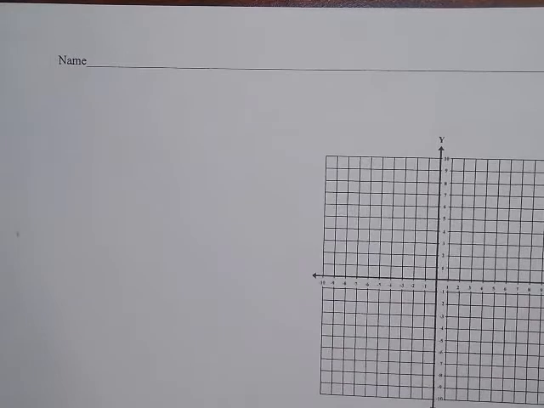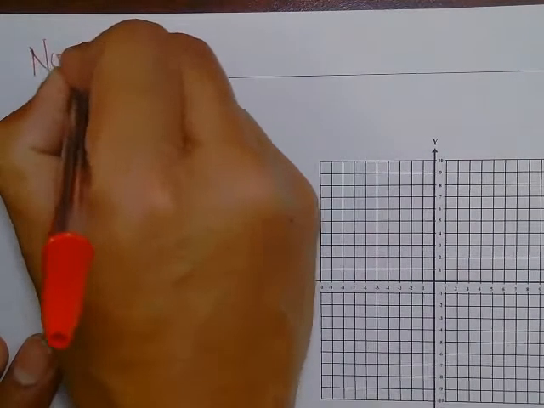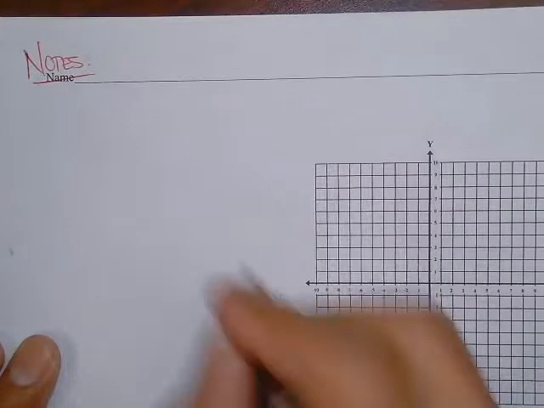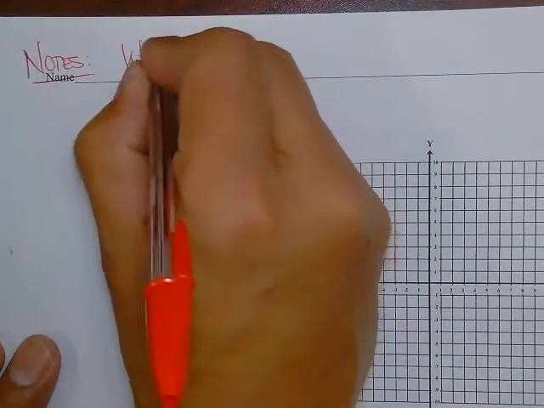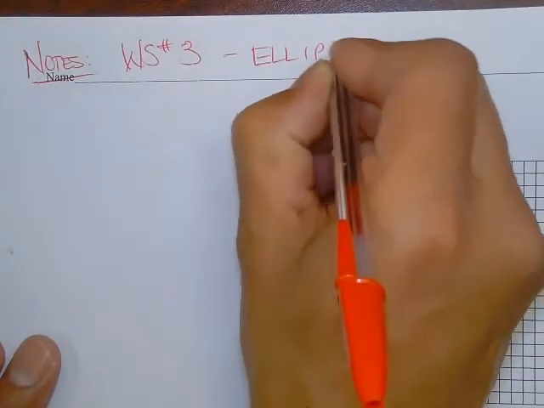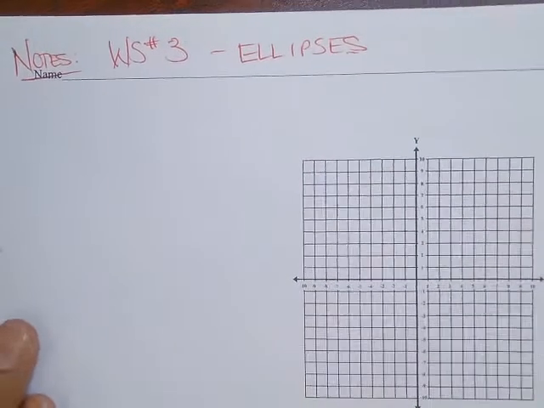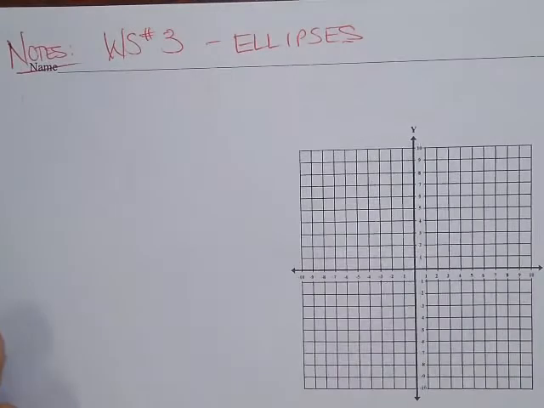Okay, so these are the notes for worksheet number 3. And we're continuing on what? Ellipses, right? Continuing on ellipses.